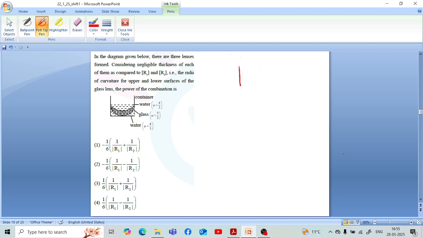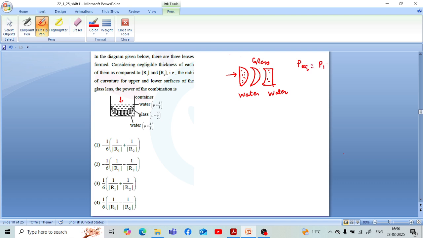Suppose we are showing the lenses formed like this. For example, this is the first lens, which is of water. The ray is coming from the upper surface like this. So this is the water lens. Then the second lens is made up of glass, which is like this. And the third lens again is made up of water like this. So this is the water lens again, and we have to find out the combined power or the equivalent power.